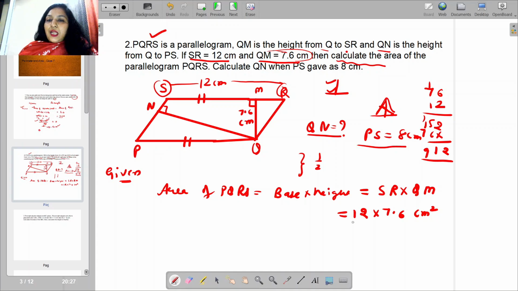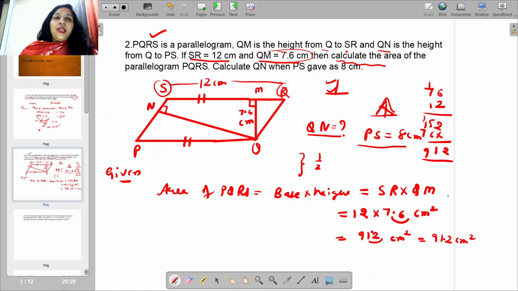The product is 912. After that, what you have to do? In the question, there is only one digit to the right of decimal. So answer में you have to go just one position back. Answer में भी एक ही digit होना चाहिए to the right of decimal. हम decimal यहाँ लगाएंगे along with the same unit, centimeter square. So your answer, area of this parallelogram is 91.2 centimeter square.